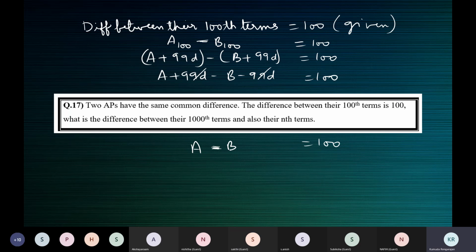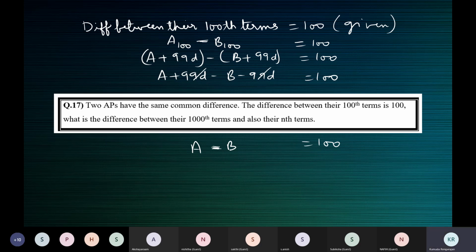Now, children, we have to find the difference between their thousandth terms. The difference between their hundredth terms is 100. That is given to us. It is not a question, it is information. Why are we working with that information? So that from it we can get something else. We are using that information to find something new.